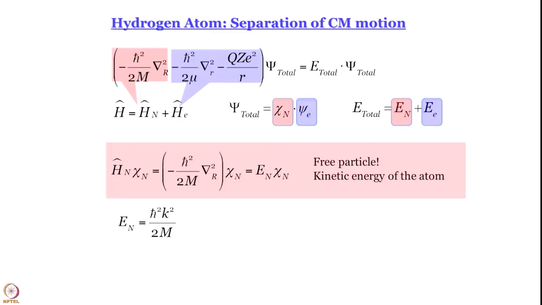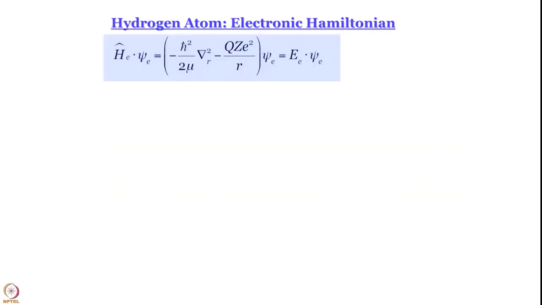That being said, at the moment we don't care, right? We have talked about free particles, that is done and dusted. We are only interested at the moment in the electronic part of the Hamiltonian, okay? For the rest of the discussion, this is what we are going to talk about. The electronic Hamiltonian operates on the electronic wave function to give you the electronic energy, and this is the energy of the electron in the field of the hydrogen atom. So, He operates on psi e to give you Ee multiplied by psi e. This is our hydrogen atom.